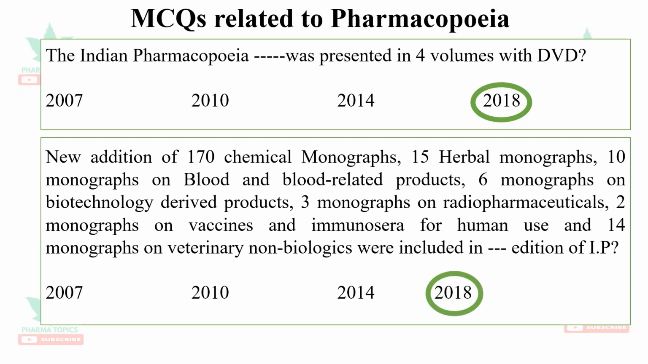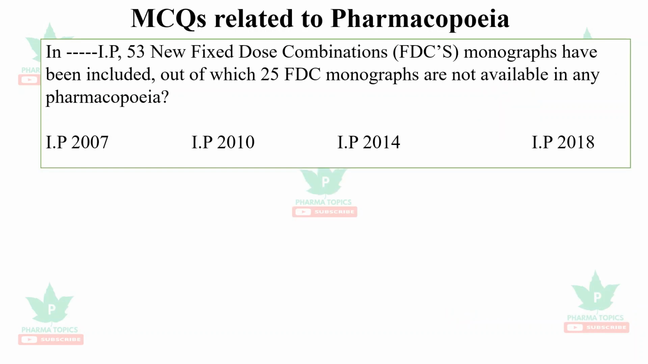It is 2018. In dash IP, 53 new fixed dose combinations monographs have been included, out of which 25 fixed dose combination monographs which are not available in any pharmacopoeia. It is IP 2018.